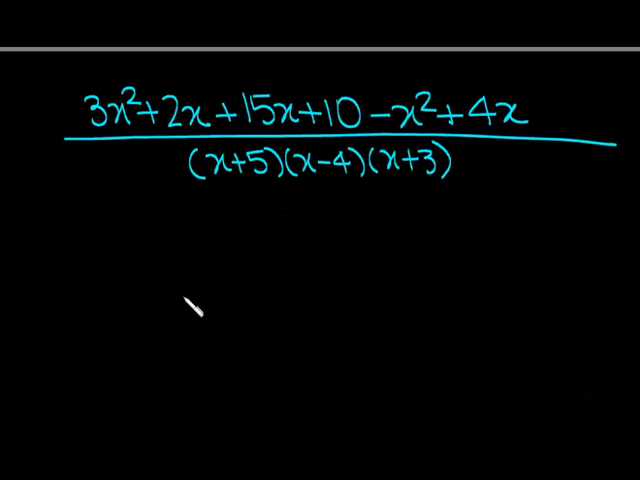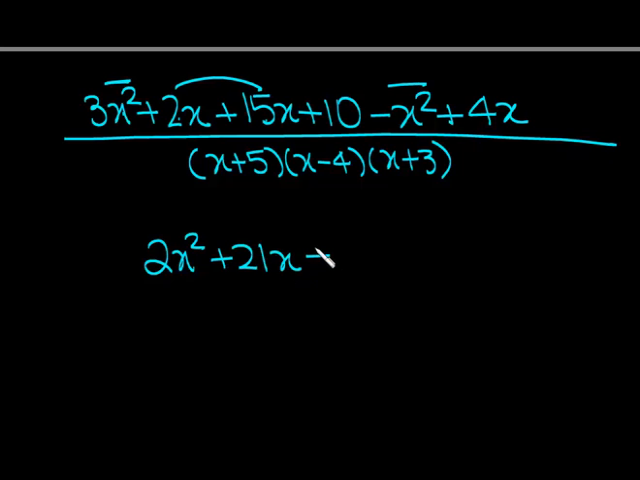So if I distribute, what do I get now? After I distribute, I can collect the terms as an x squared term. So 3x squared minus x squared is 2x squared. Then I have the x terms here. I have 2 plus 15 is 17x, plus 4 is plus 21x, plus 10, divided by this.